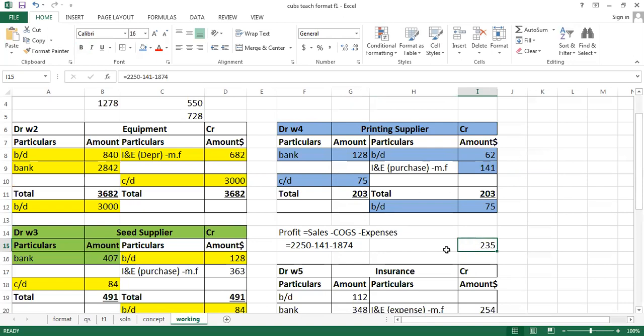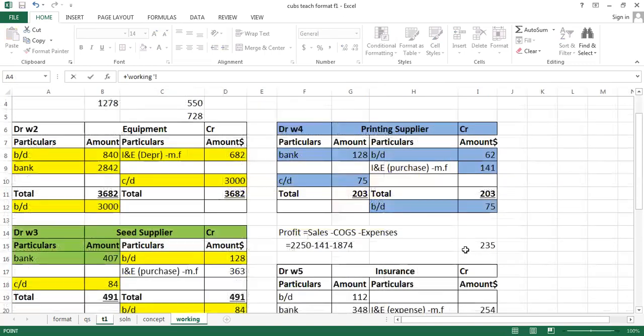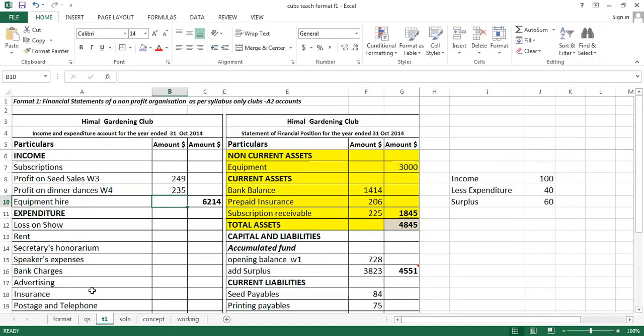Again, profit is your income. So now you go up here and you add profit on dinner dance. Indicate this as working note 4 and pull the amount here. Notice that these are profits, that's why it is common income. If it was loss, you would come down here, down section.